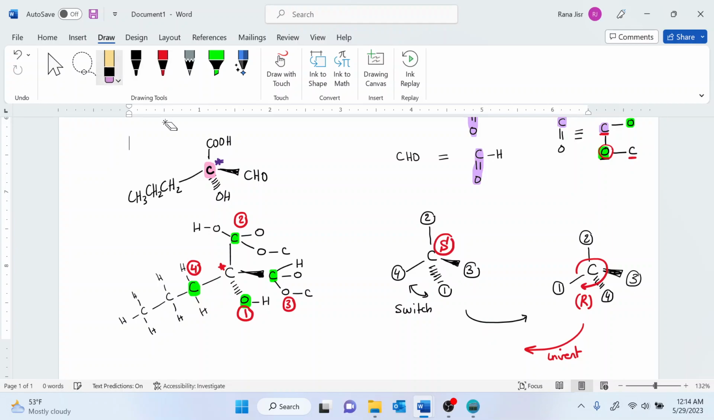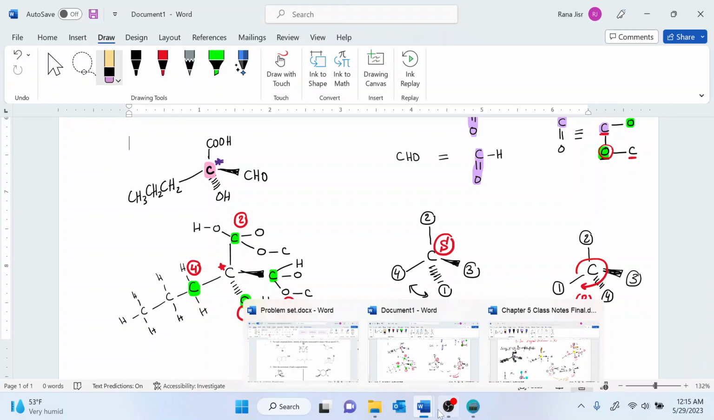So again, what you do is you switch the groups, make sure that priority number 4 is always behind, do the configuration, do the rotation, whatever you get, you just go ahead and invert that or reverse it. And then that is going to be your actual configuration of that carbon. So now my configuration, which is the absolute configuration for this chiral center, is going to be an S configuration.